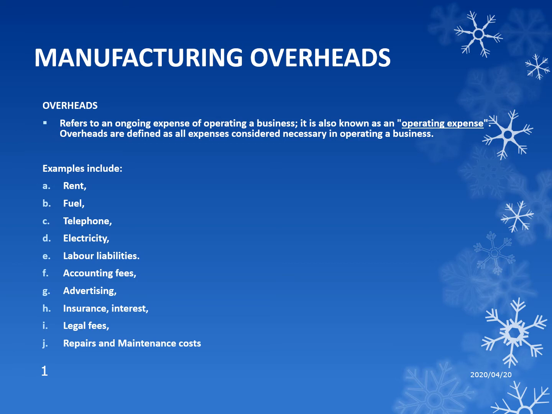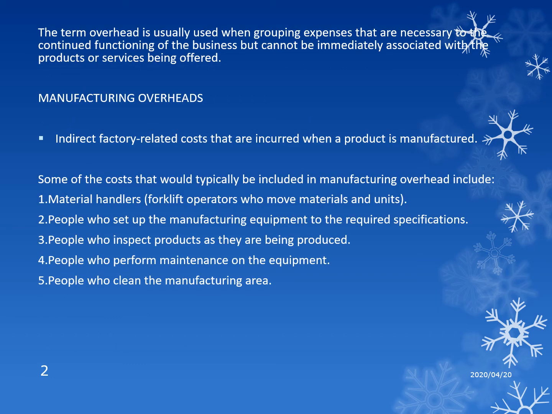Number one, here I give you examples of overheads. They can take the form of rent, fuel, telephone, electricity bills, labor liabilities, accounting fees, advertising expenses, insurance, interest, legal fees, repairs and maintenance costs. So the list is endless. As I said, they can be manufacturing or non-manufacturing, and that's how we classify our overheads. They can either be fixed or variable.